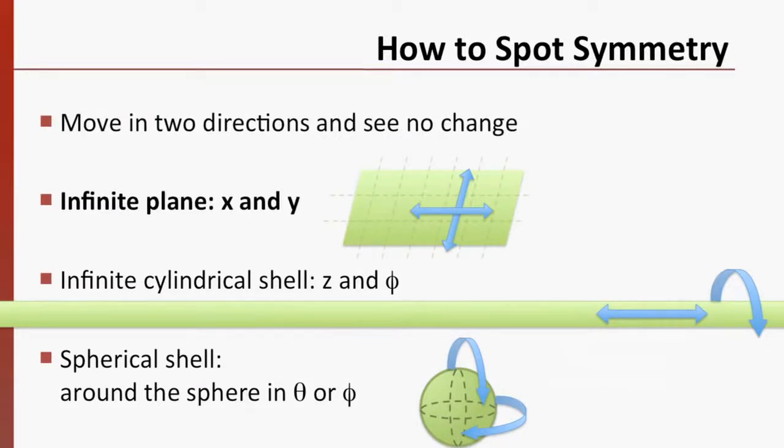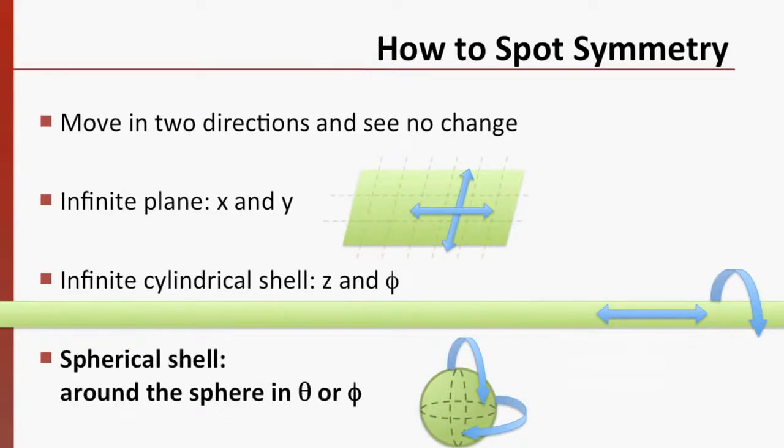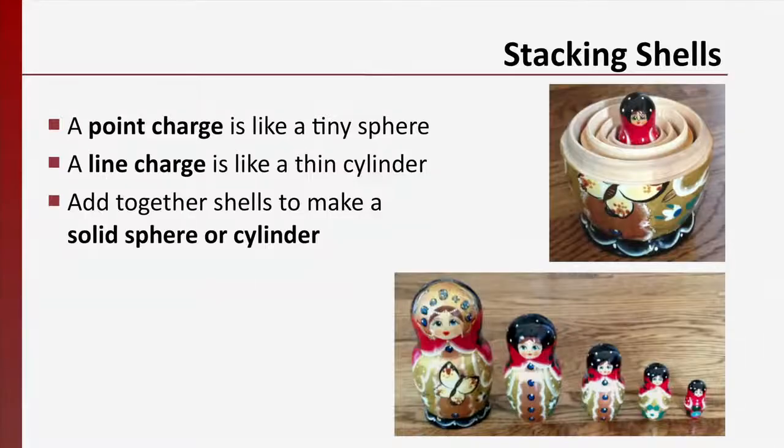No matter how far across the plane you move in x or y directions, it looks identical. Move along the cylinder or around it, and it looks the same. Rotate around the sphere, around the equator or the poles, and you can't tell the difference. We can also add similar objects together or scale them however we like. By integrating the fields from a lot of shells, we can create a solid object, just like these Russian nesting dolls. Of course, perfectly symmetric charge distributions are rare in real life.